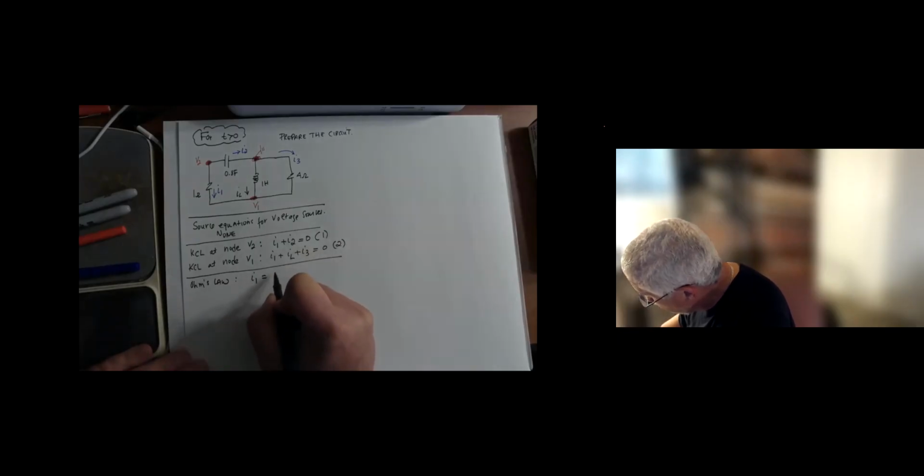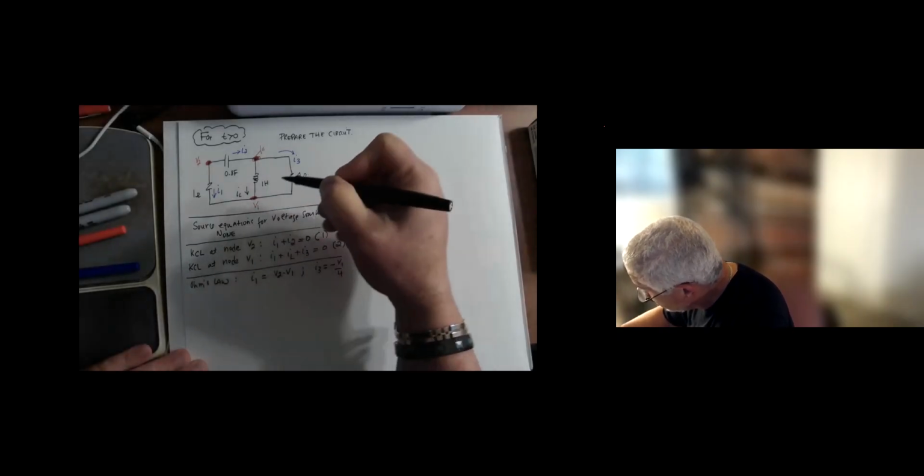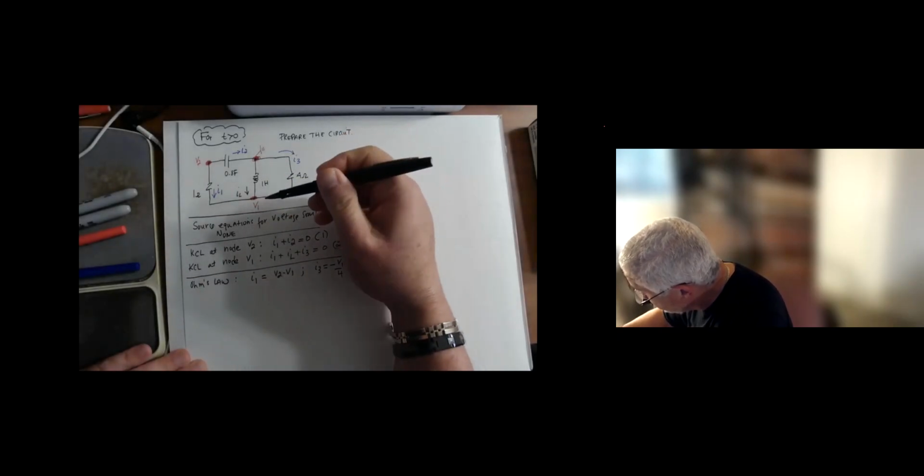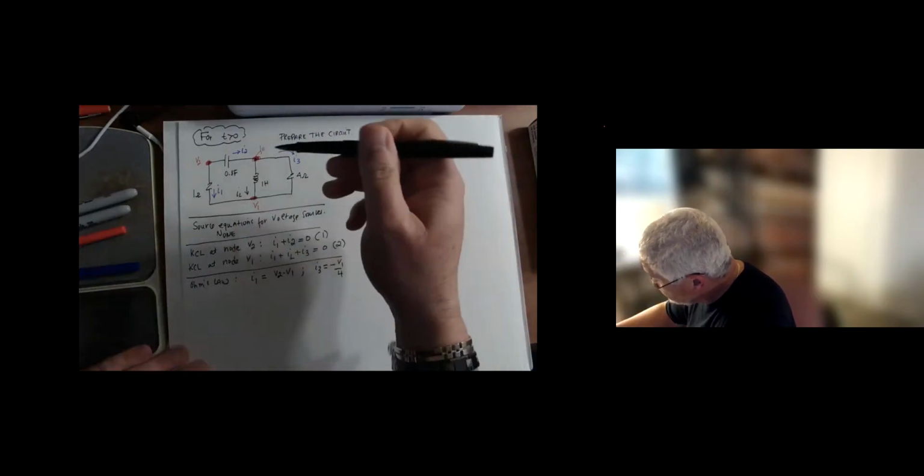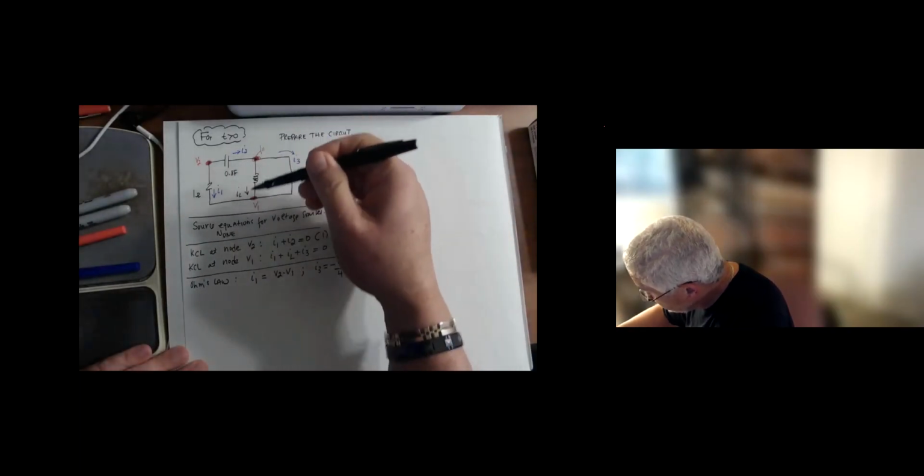Then I do Ohm's law. And when we say Ohm's law, we're talking about resistors only. So I have I1 is equal to V2 minus V1 divided by 1. And then I have I3 is minus V1 divided by 4. And the minus sign is essentially because of the passive sign convention. It's 0 where the reference node is, minus V1 divided by 4 equals I3.